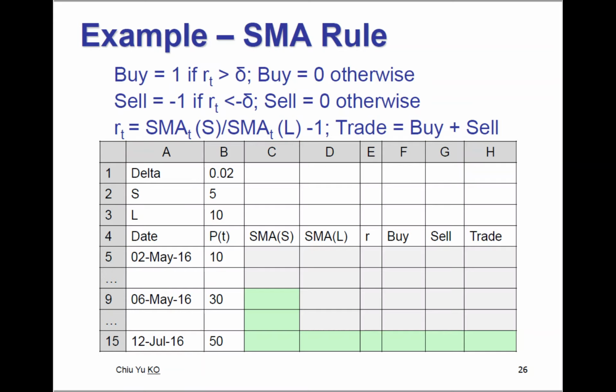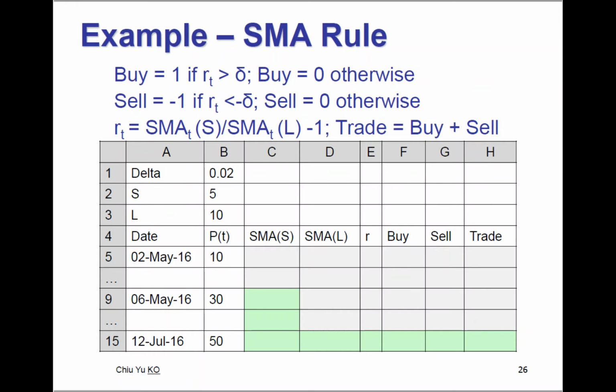So the rule to implement is buy equal to 1 when the short run over long run minus 1 is bigger than delta, otherwise you don't buy. Sell equal to -1, that means you sell if the indicator is less than minus delta. And trade will be equal to buy plus sell. So this is how you can implement this, by having column C short run and long run, column E is the R, and buy and sell use the IF function, and trade is the sum of them.